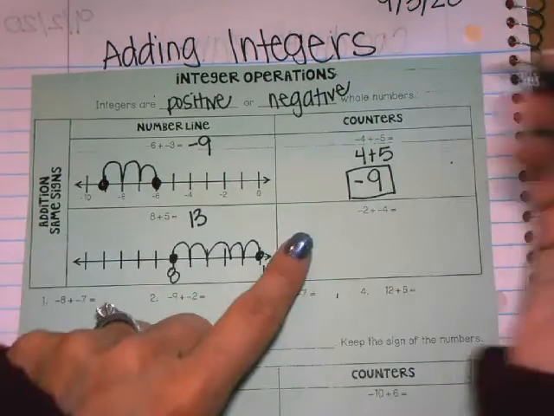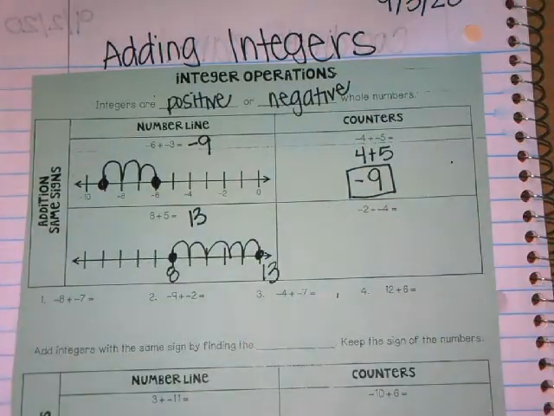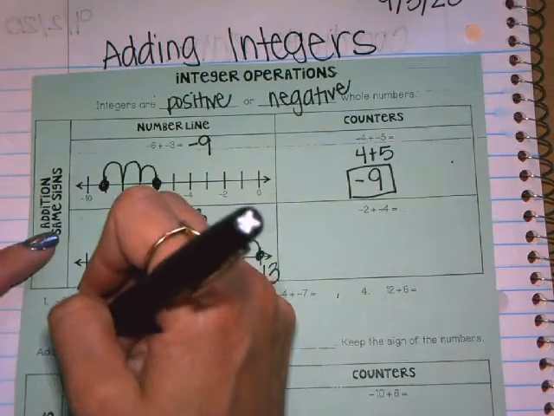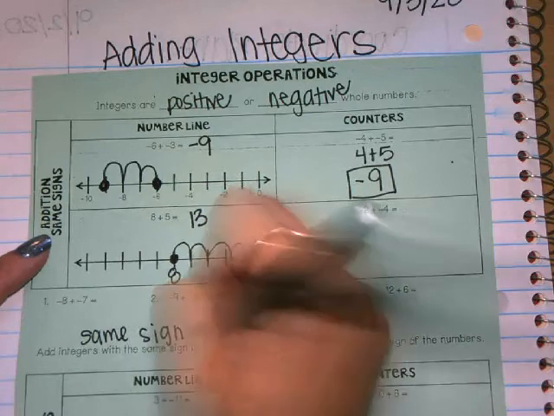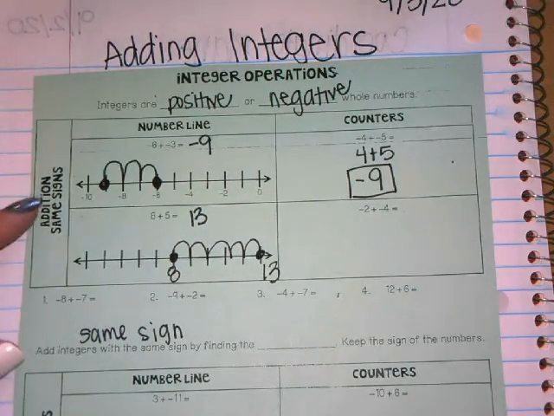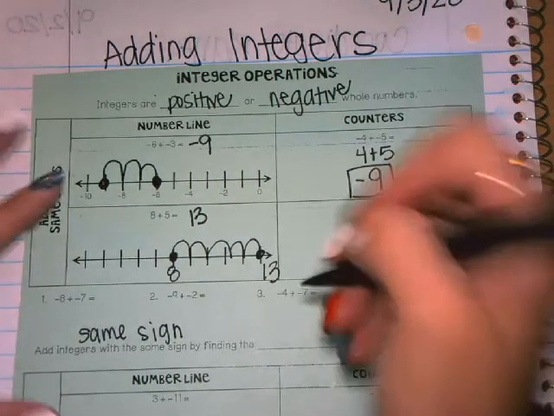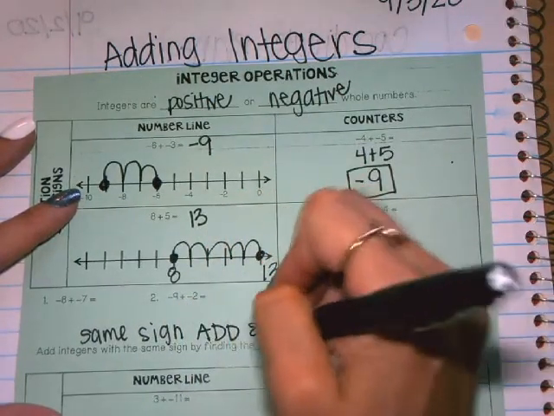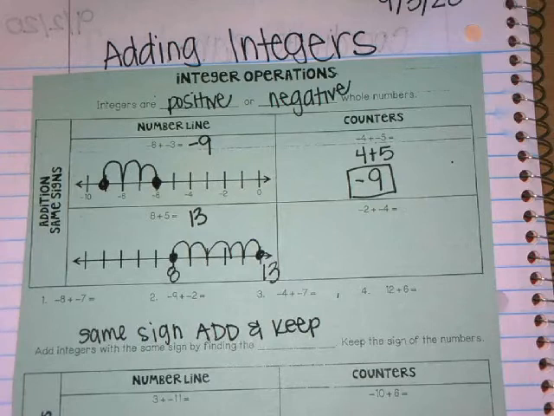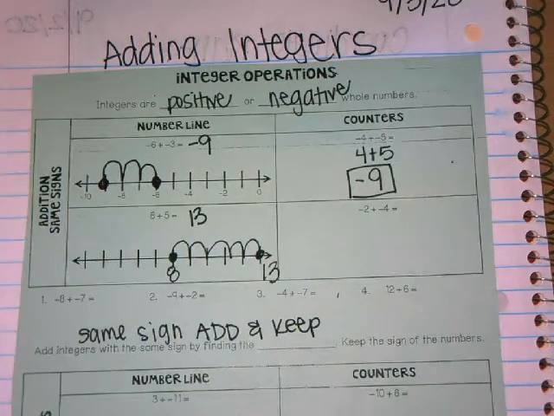So here's my phrase that I like to tell students. We'll write it right here. Same sign. So if you see integers that are the same sign and you're adding, you are going to say: same sign, add, and keep. So you're going to add the two numbers and you are going to keep the sign. Whether that sign's positive or whether that sign's negative, you are keeping the sign.